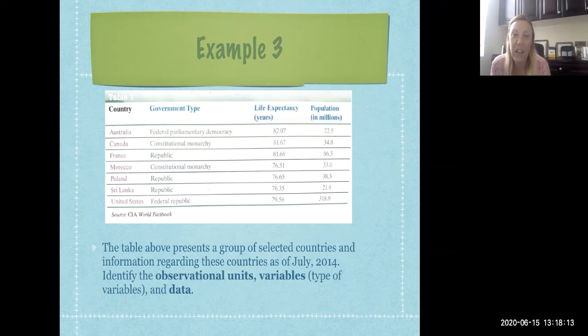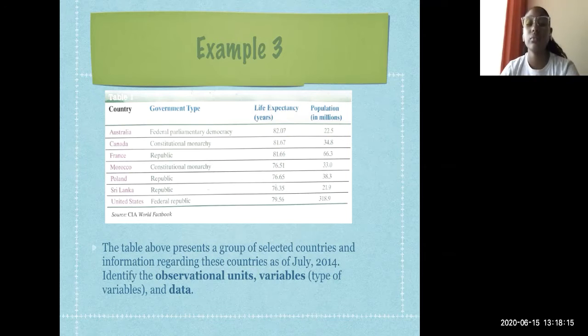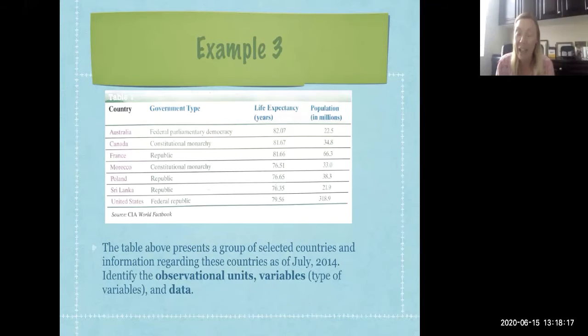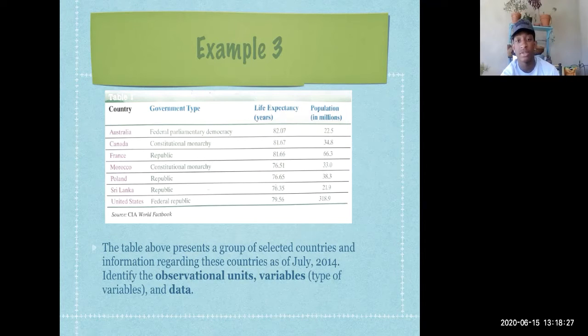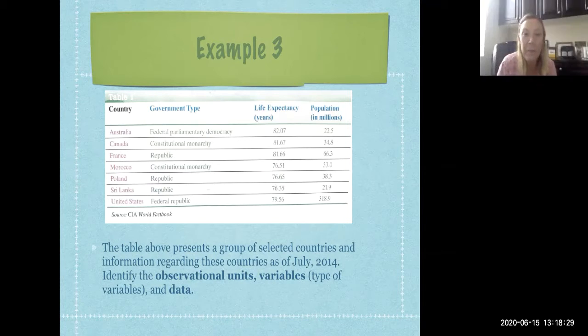What do you think, Jade? Population. Population, exactly. How big the population is, right? That absolutely varies. Do we have any other variables that we see here? Joshua? Life expectancy. Absolutely, right? So it's interesting to see the differences in life expectancy. Okay, so those are our different variables.